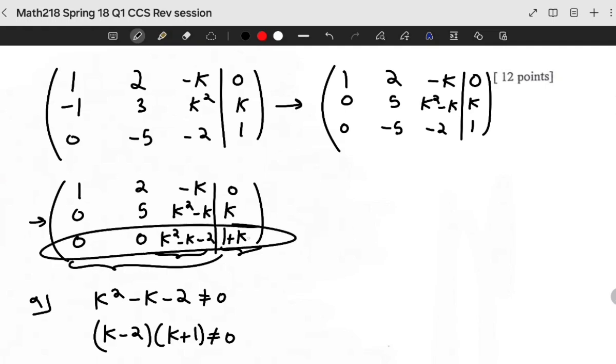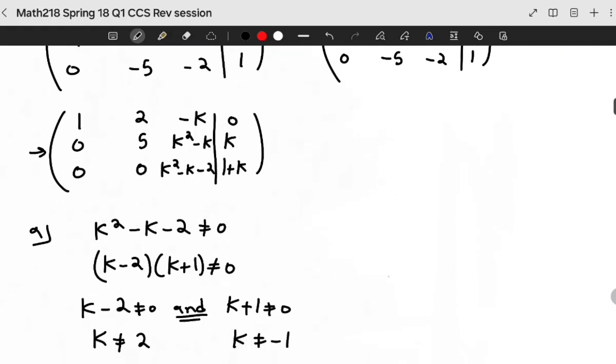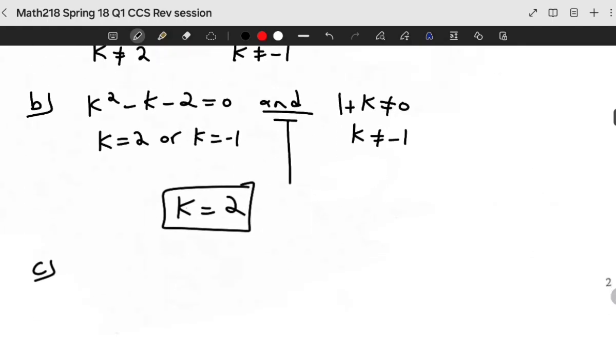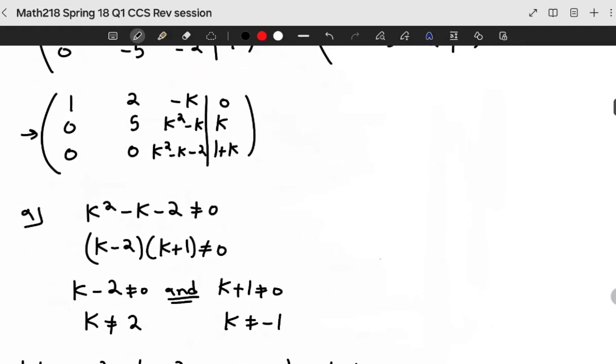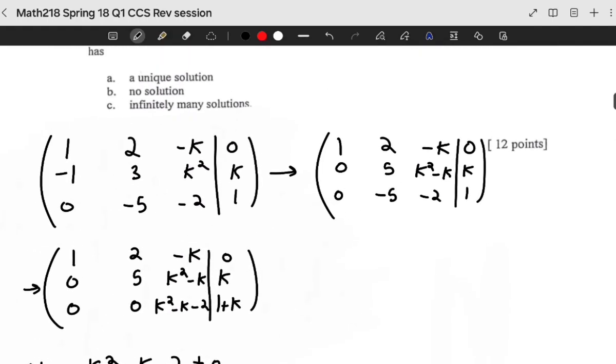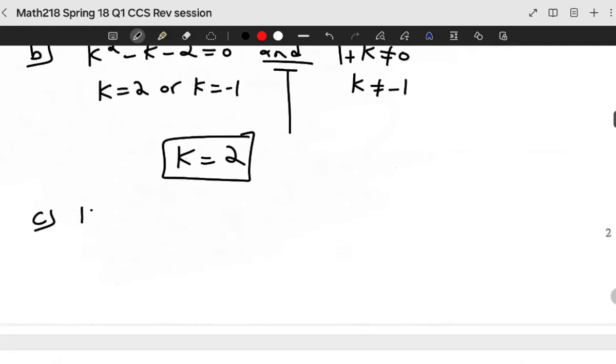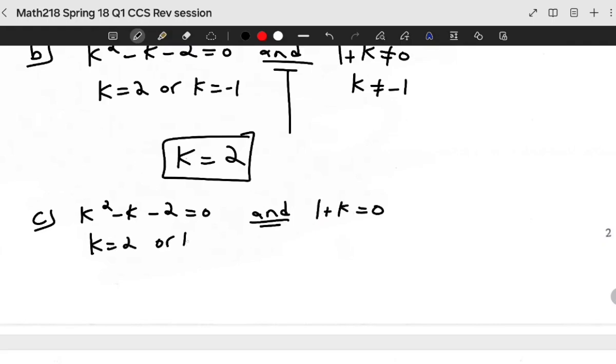So the equation that this row represents would be 0 equal to 0, which is consistent for any value of x, y, and z, or which is true for any value of x, y, and z. So we want k squared minus k minus 2 to be equal to 0, and I want 1 plus k to be equal to 0. So either k is equal to 2 or k is equal to 1.